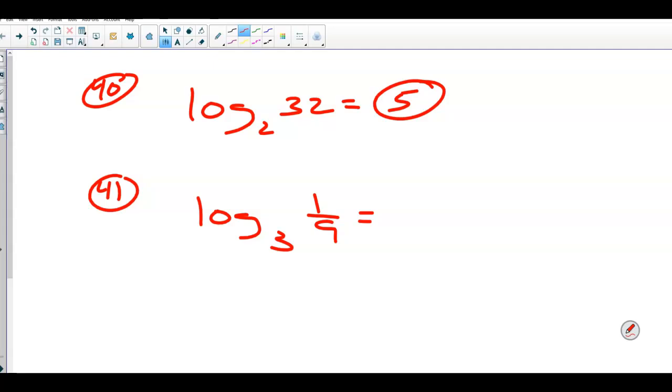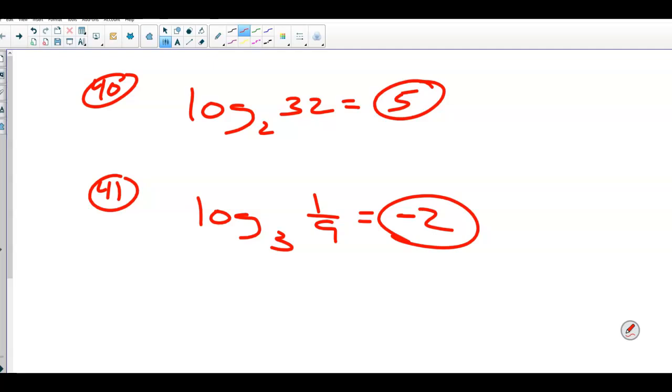For number 41, log base 3 of 1/9. Okay? Well, the 9 is the obvious number there. What can I raise 3 to get 9? 2. If it's in the denominator, the answer just becomes -2. That's the difference between having 9 and 1/9.